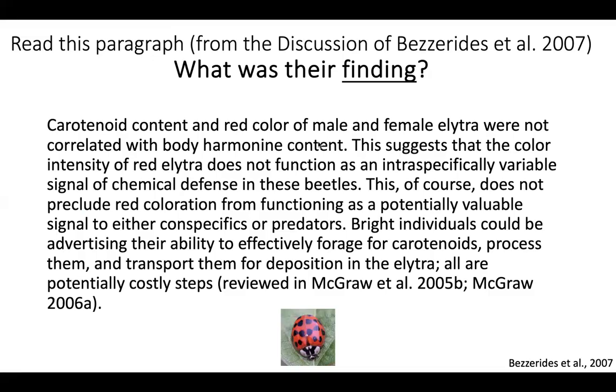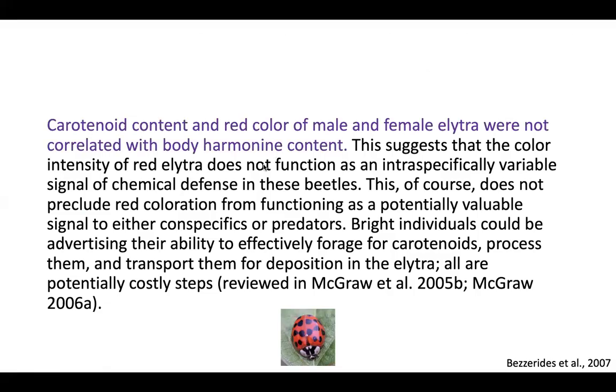All right. So the findings, the recounting of the results, are here in purple. Carotenoid content and red color of male and female elytra were not correlated with body harmony content. Essentially, this finding is just briefly restating what they found in the results.